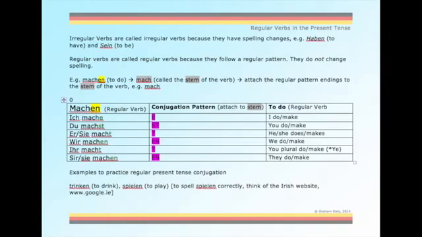Okay, so we drop the end. We're left with Spiel, S-P-I-E-L, like IE, an Irish website. And we have ich spiele, du spielst, er spielt, wir spielen, ihr spielt und sie spielen.